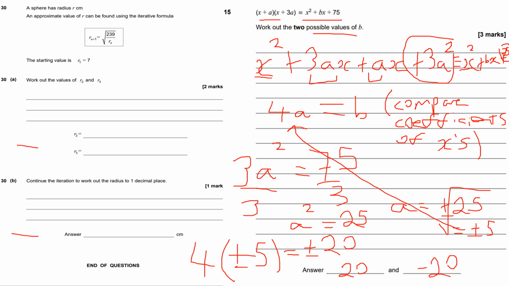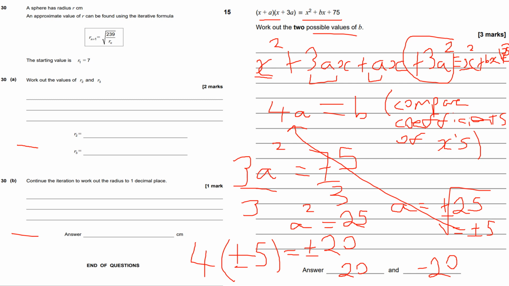It's treated similarly. If you're comparing coefficients, then you're going to form some equations. So comparing coefficients means looking at the coefficient of x, the coefficient of x squared, and then the coefficient of the constants, and then forming some equations from there.